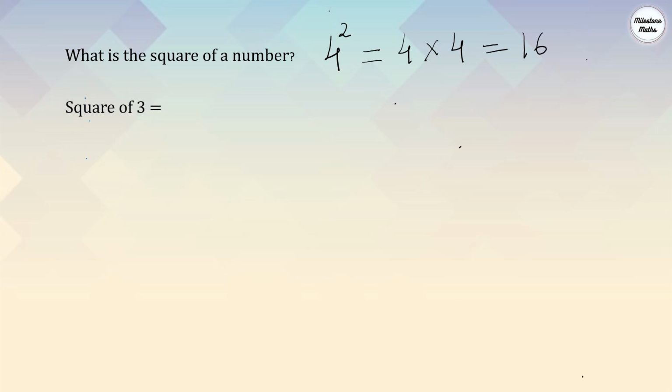Now let's take another number, square of 3. So square of 3 means the exponent of 3 is 2. So square of 3 is 3 into 3, that's it, 9. So now this is the square of a number.